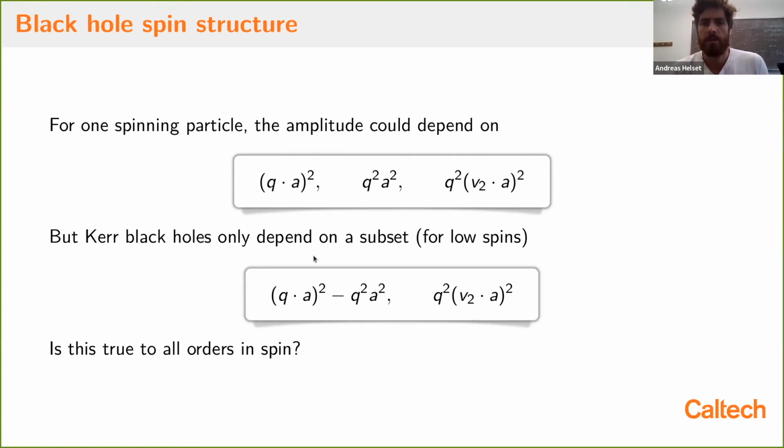But based on low spin data that we are relatively comfortable does describe a black hole, it turns out that these three structures are not all independent. Namely, the resulting amplitudes have a dependence on q dot a squared minus q squared a squared, with this relative minus sign, as well as this other guy. So instead of having three structures, you only have two.